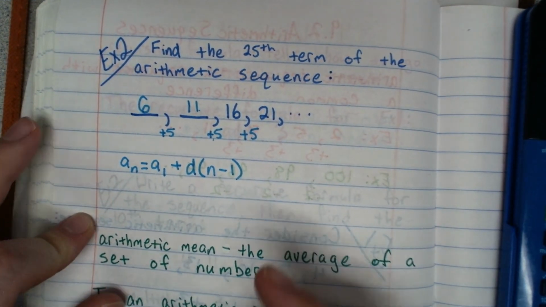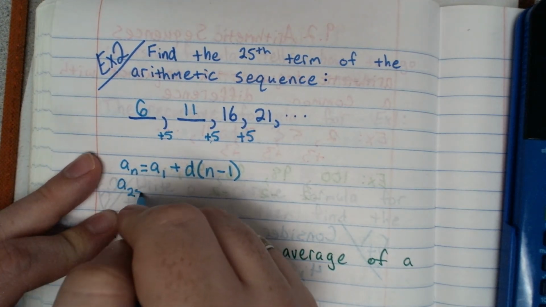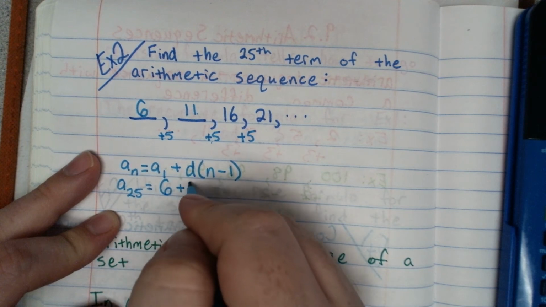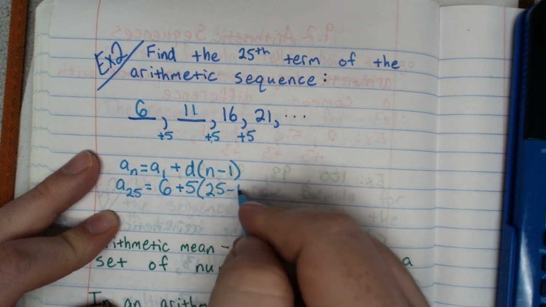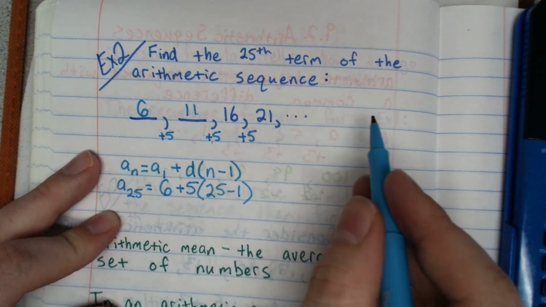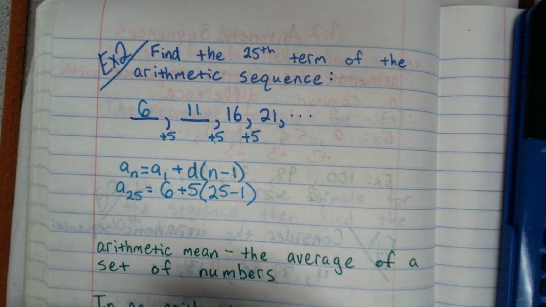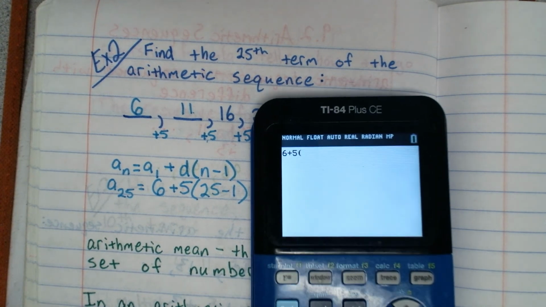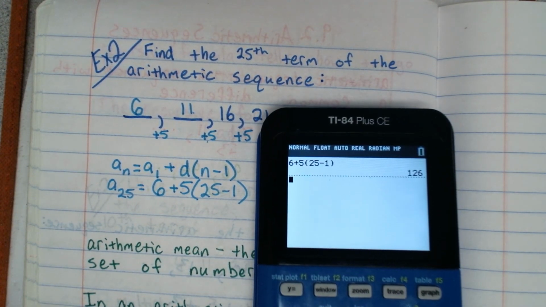So we want the 25th term in this sequence. So the 25th term would be the first term of 6 plus the common difference of 5 times 25 minus 1, because to go from the first term to the 25th, I only need to add 5 24 times. So 6 plus 5 times 25 minus 1. The 25th term here is 126.